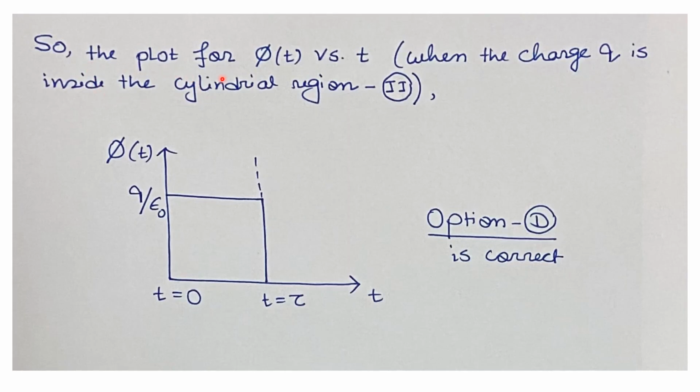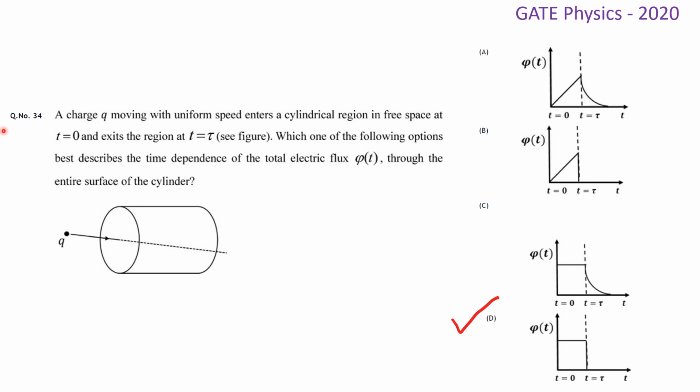So the plot for the electric flux phi as a function of t will look like this. So our electric flux is constant, that is q by epsilon naught for the time interval 0 to tau, and it will be 0 after t equals to tau. So it will be option D, that is the correct option for this question. So we have discussed this problem and we found that option D is the correct answer for this question.